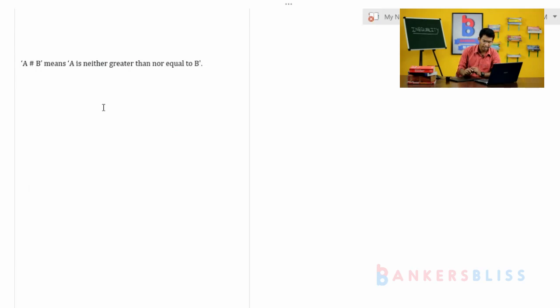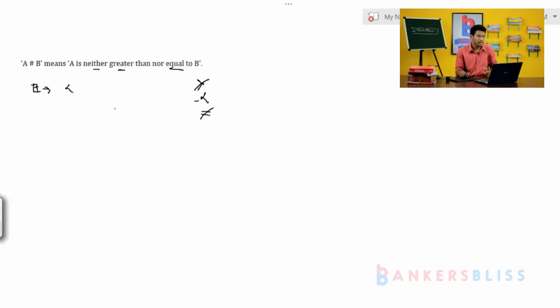Next we move to A hash B. Again look, guys, at what hash indicates. Again simple, we write greater, lesser and is equal to. Hash is neither greater than nor equal to. That means cancel greater and cancel is equal to. Already I told you, neither means the terminology that cannot be followed. It is neither greater nor equal to. What is remaining? Less than. So hash indicates less than.